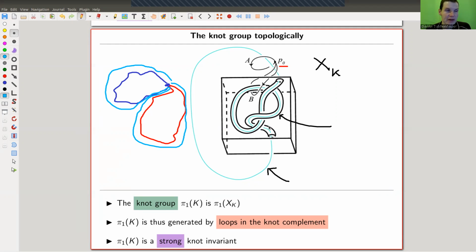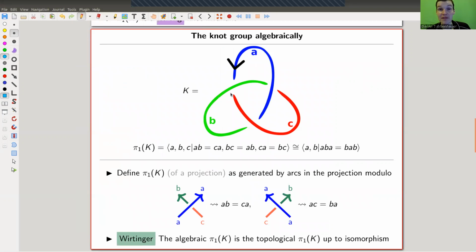So if pi1 is still a little mysterious to you, here comes the completely explicit description. It's called the Wirtinger presentation. And it works as follows. So this is isomorphic to what I just told you. So in some sense, we can forget about the geometric description. Okay, so this is how it works.